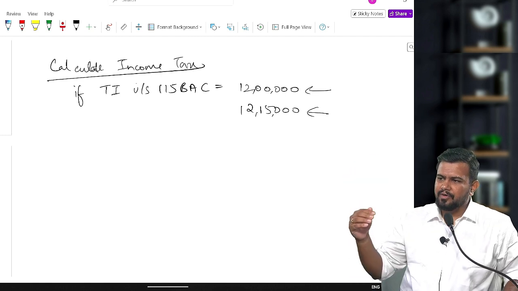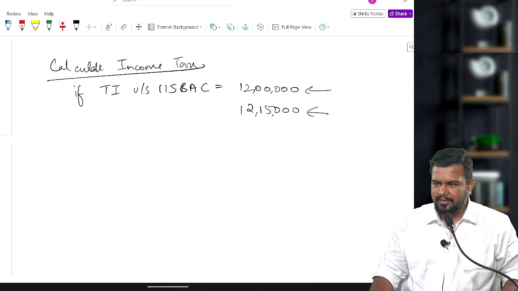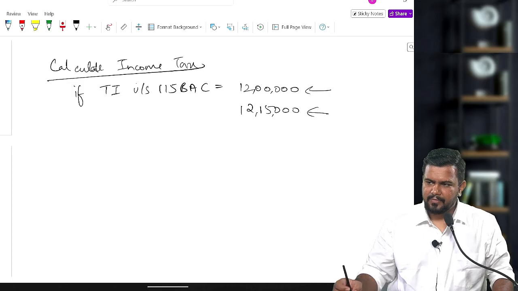All those steps, no need to put. Quickly you just calculate the answer. So we can proceed.